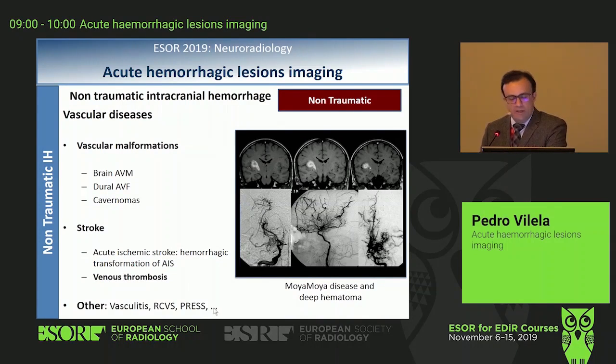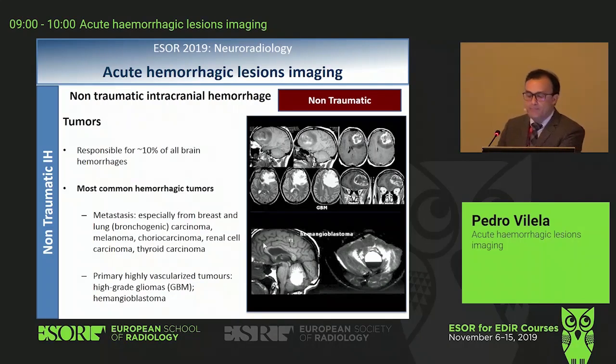Many other causes may cause brain hemorrhage. You see here a patient with moyamoya disease and with a deep-seated hematoma due to the rupture of this anastomosis of the lenticulostriate arteries. Important about tumors, because this has a different management.